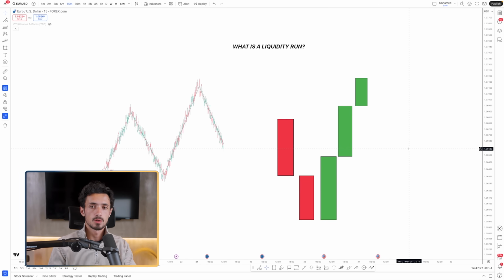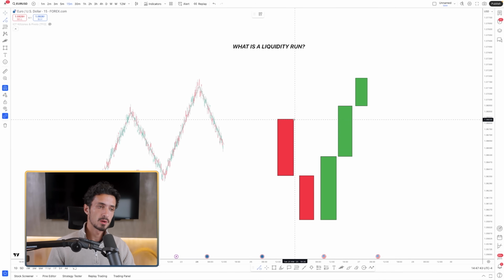Now we need to understand what's a run on liquidity. So a run on liquidity and a sweep of liquidity are two very different things. And the reality is most people get these confused, or they call different things the same thing, not really understanding what is actually going on and what is the difference. So let me explain it to you.